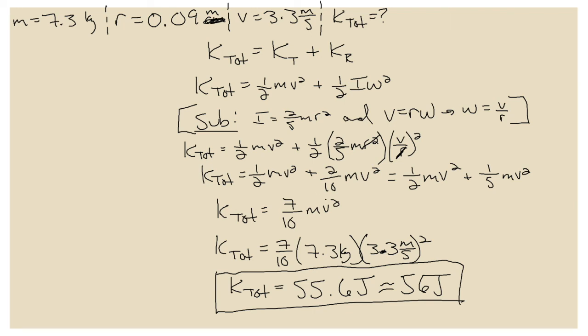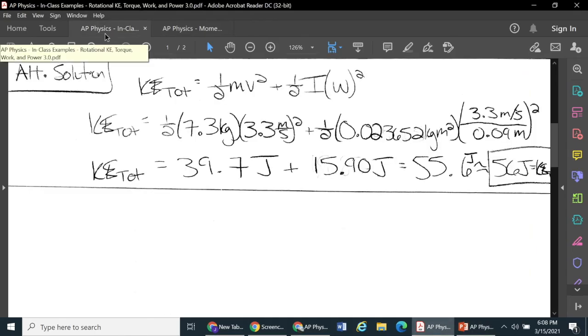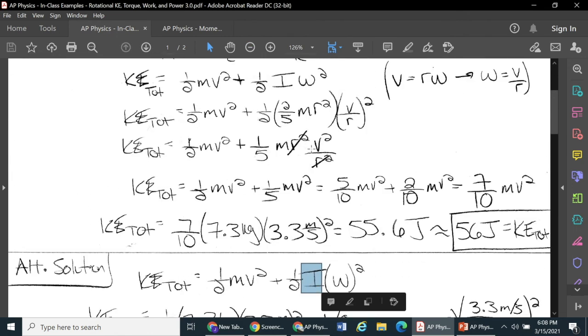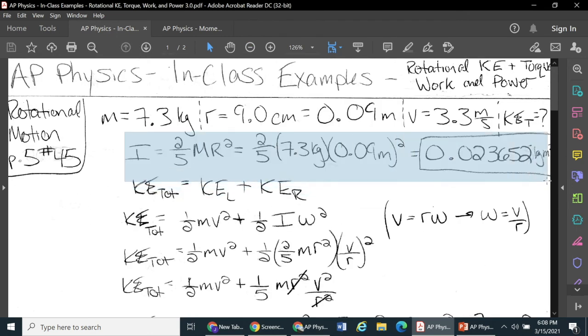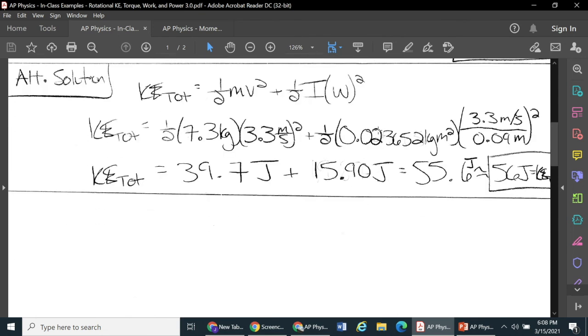If you cannot do this for tomorrow, when we get to the point where you actually need to do it, you're in trouble. Just very quickly before we go, I want to show here, notice, if you actually went through the trouble of calculating I using the equation 2/5 mr squared, you would have gotten this super annoying number here, 0.023652 kilogram meter squared. And if you went through the trouble of finding omega by taking v over r, and did that whole calculation, you would get 56 joules.